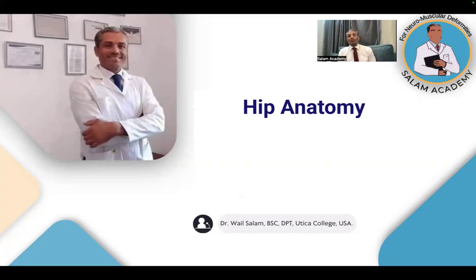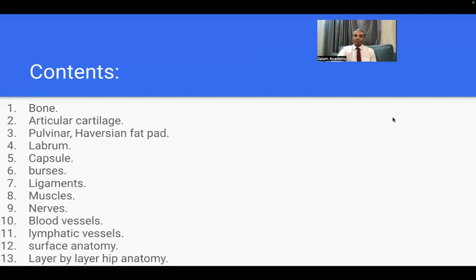Welcome to Hip Anatomy. We'll talk all about the hip. We want to know all the structures in the hip region, step by step: the bones, the articular cartilage, the fat pad, labrum, capsule, bursae, ligaments, muscles, nerves, blood supply, lymphatic vessels, all of these areas.